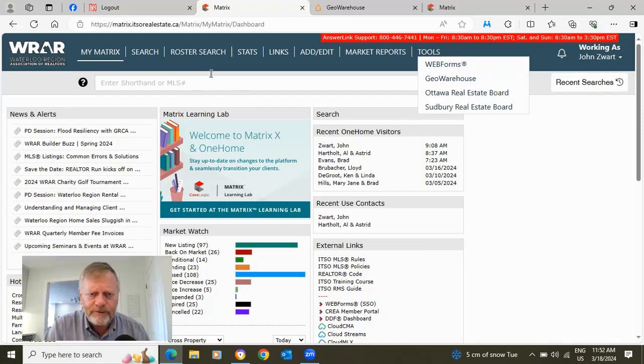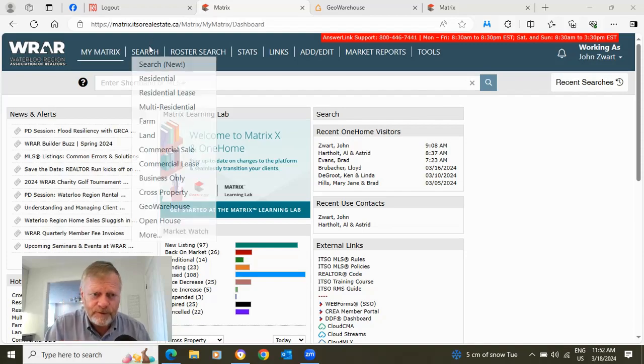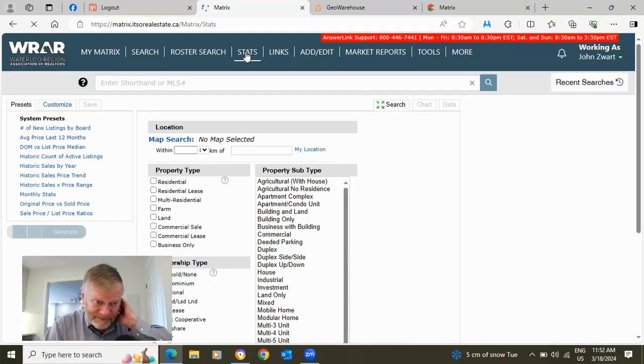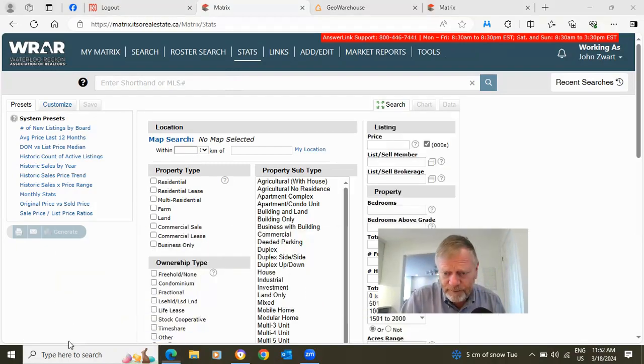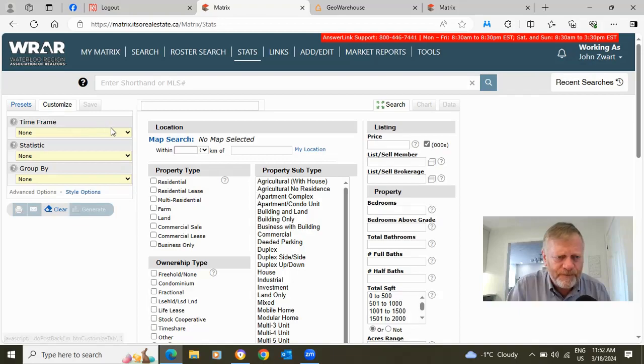And what we're going to do now is do a search. Or actually, what I want to do is stats. You can see here, I'm going to move my picture over here. You can see that there are standard presets for different types of statistics that you can analyze: number of new listings by board, average price the last 12 months, the days on the market, etc. I'm going to do a customized version.